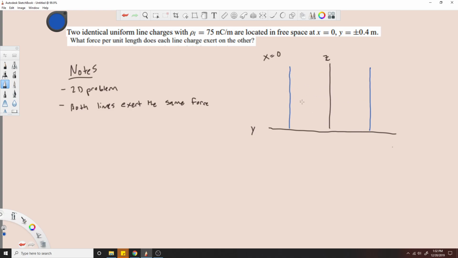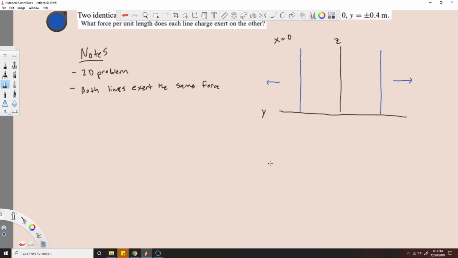They're only going to have influence in the y direction, because even in the z, since they're equal in size, because they're identical, each component of z is going to cancel. So this one's going to push on this one like that, and this line's going to push on this line like that. So really, we're going to have only one component of force, and it's going to be in the y direction, not in the x, not in the z.